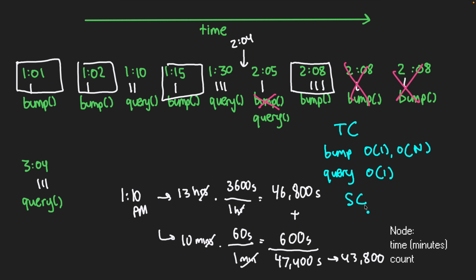The space complexity can be infinite actually. We'll have nodes persisted every time we called bump, or at least the ones that don't fall in the same minute bucket, forever and always.